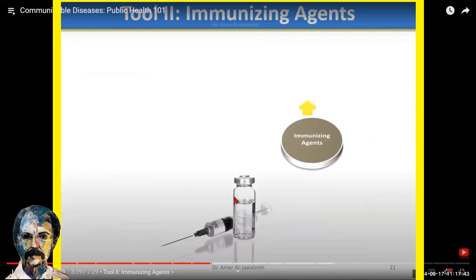We have 4 types of immunizing agents. First, we have toxoid. Toxoid comes from the word toxin, but toxin is very active. Toxoid is weakened. So it resembles toxin. It's like toxin, but not toxin. So we call it toxoid. Okay, that's one. And that's why usually when you step on a rusty nail, they give you this.